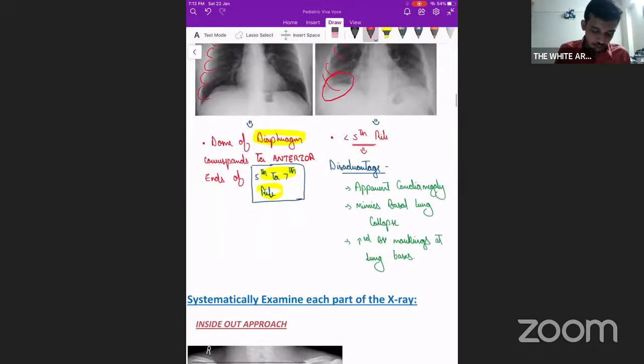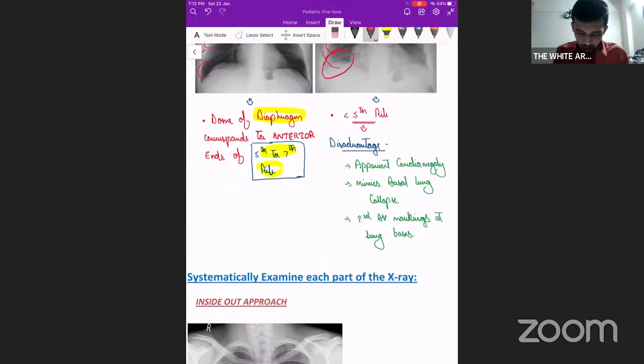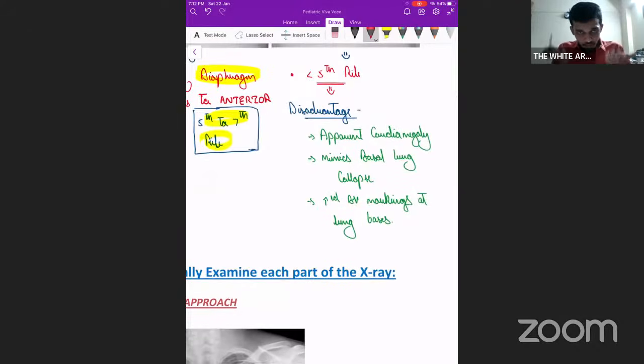Okay. So then you comment about whether it is inspiratory or expiratory. And as the diaphragm is pushed up, you might see apparent cardiomegaly as well in an expiratory film. It mimics basal lung collapse and increased blood vascular markings are seen at the lung bases. So these are the disadvantages. One is you might miss out any pathology that is present in the lower lobes. Next is apparent cardiomegaly can be present. Then it mimics basal lung collapse. And one more is increased blood vascular markings will be present at the lung bases. Okay.